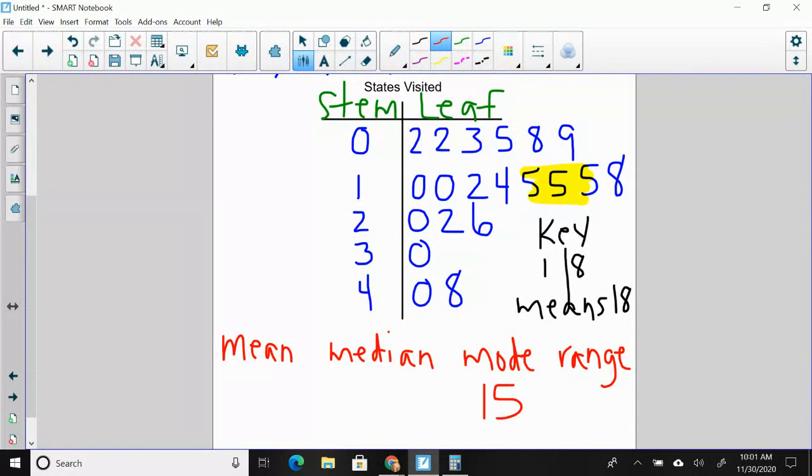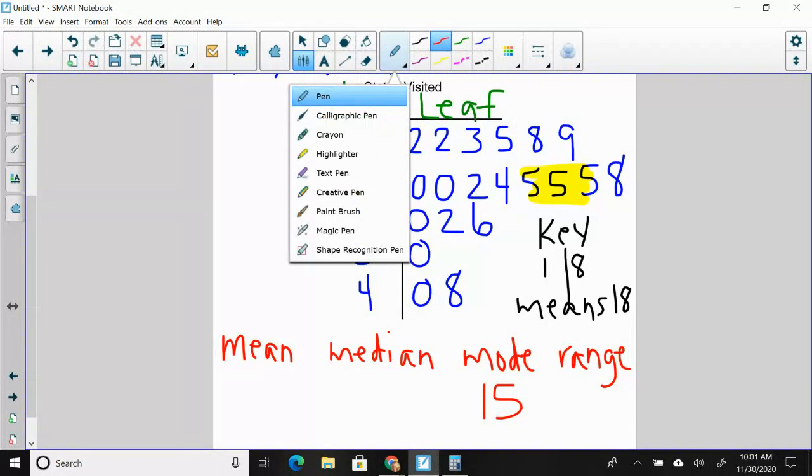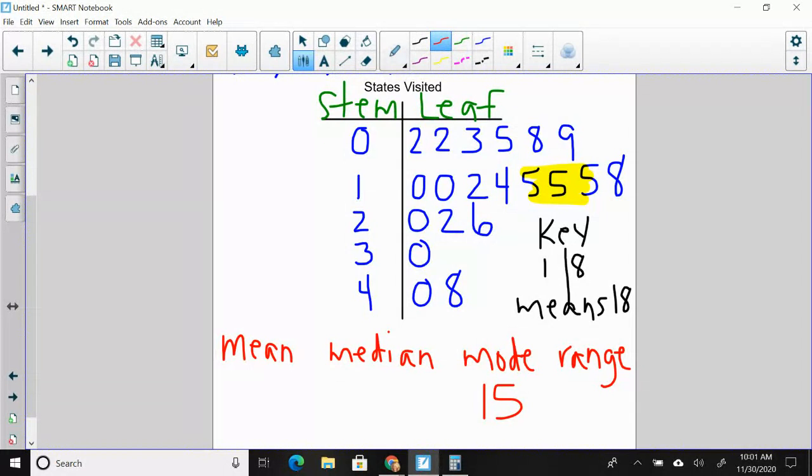The next easiest thing to find is the range, in my opinion. It's the difference between the highest and the lowest numbers. So you find the highest number, and on a stem and leaf plot, it's super easy to find because it is the last number. My computer's being super laggy today. All right, so my biggest number is 48, and my smallest number is 2.